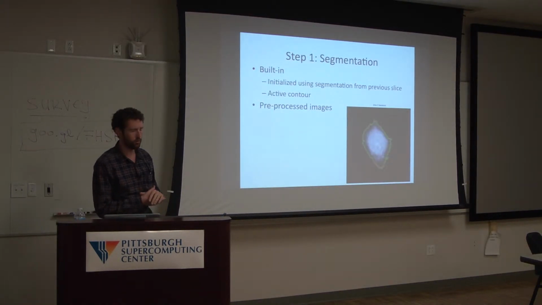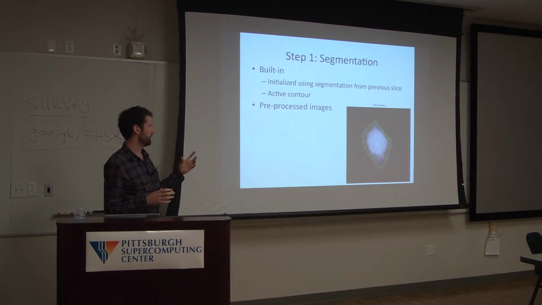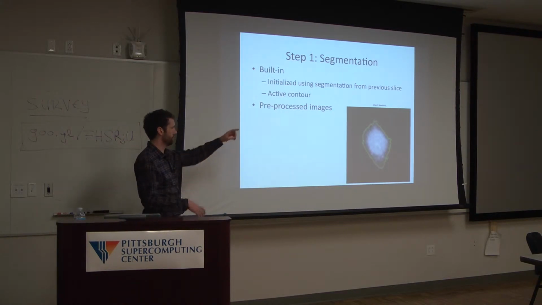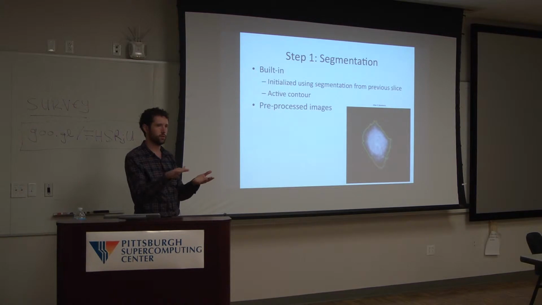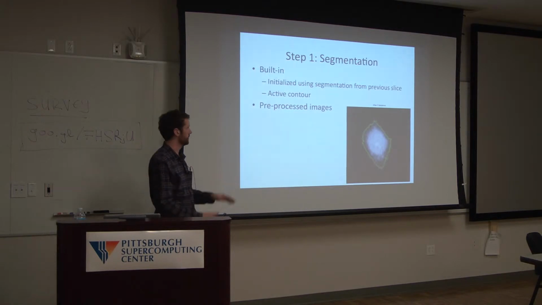Okay, so Cell Organizer has a built-in segmentation method. Basically, if it's the first slice, we just start out with the cropped region, or if you don't have a cropped region, the entire image. If it's a subsequent slice of a three-dimensional stack, so a Z-slice, we just start out with the mask from the previous slice's segmentation. And then we perform active contour.